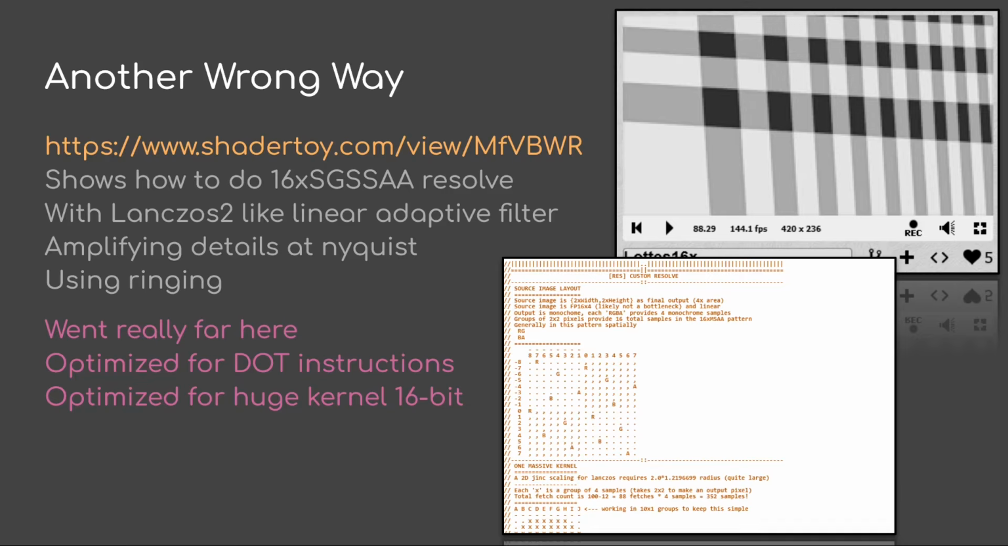And this kernel, this one went really far. I optimized for dot instructions. The irony, of course, is vendors don't care about dot instructions anymore. And then it was optimized for huge kernel FP16. When you start doing lots and lots of accumulation, you have to do it in a smart way.